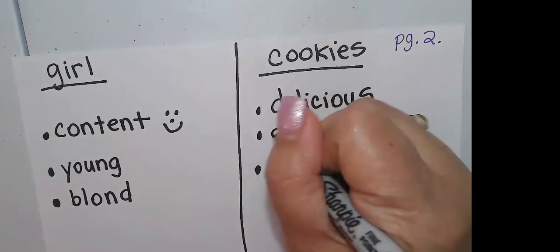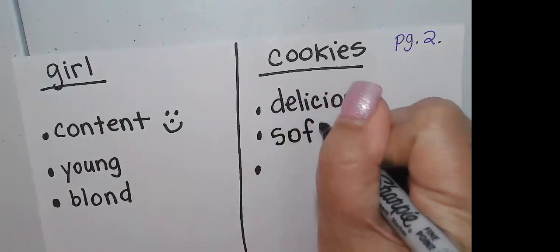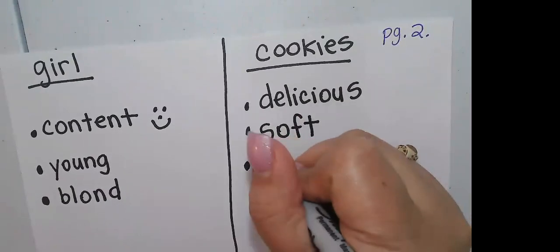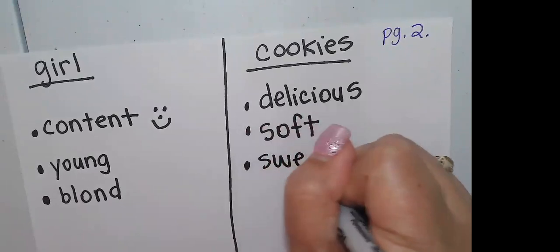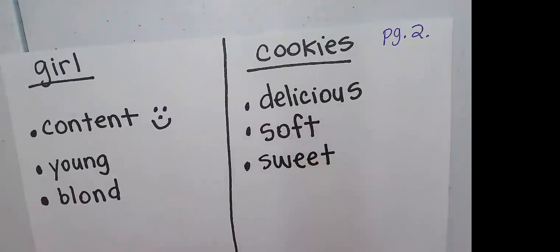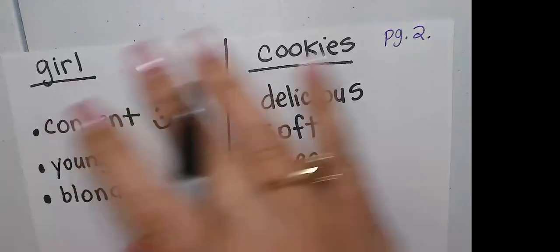I'm going to put soft because I like the soft cookies. And I think for my cookies, I'm going to put sweet, because definitely it was very sweet. Maybe you put rich, maybe you put crunchy if you're more into the fortune cookie type texture. There's all kinds of words that could describe cookies, especially if you picked a specific type of cookie like peanut buttery.